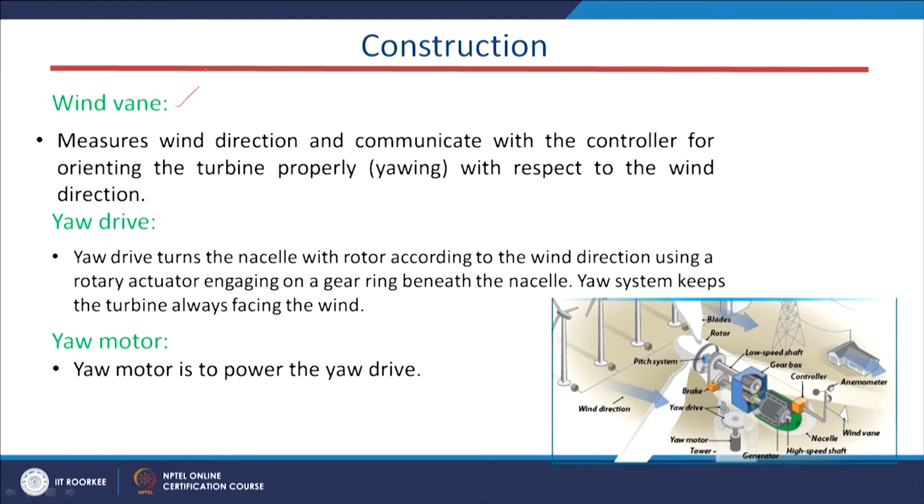And this is our wind vane. Basically it is equipment present inside the wind system. If you see this figure, this wind vane measures the wind direction. It does not measure the wind speed; the wind speed is measured by the anemometer. The wind vane measures the wind direction because we have to know it and communicate with the controller for orienting the turbine properly.